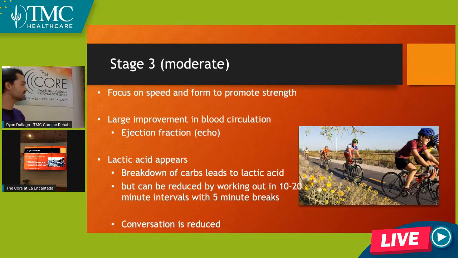The unfortunate thing, the downside of stage 3, this is where you start to see the buildup of lactic acid. Like we talked about earlier, lactic acid equates to soreness, to muscle soreness. So as that starts to appear in the body, what you want to do is work out 10 to 20 minutes in zone 3, but allow yourself to have about 5 minutes of rest in between. Let your blood essentially catch up with all of the lactic acid that's been put into the body.